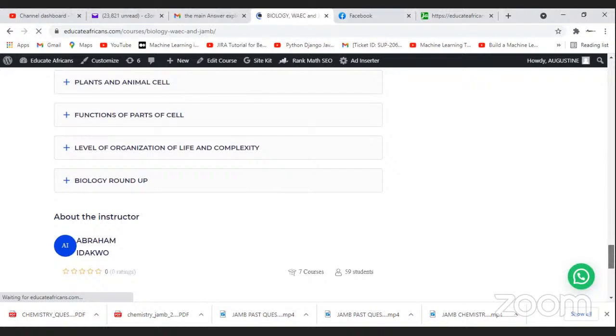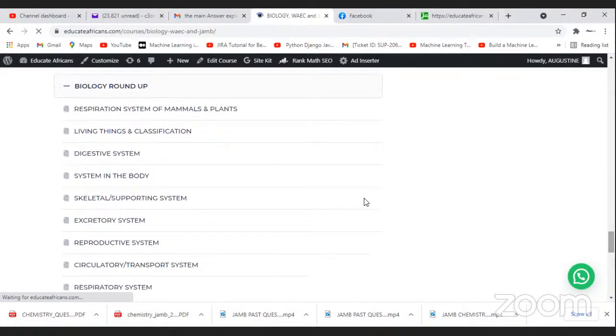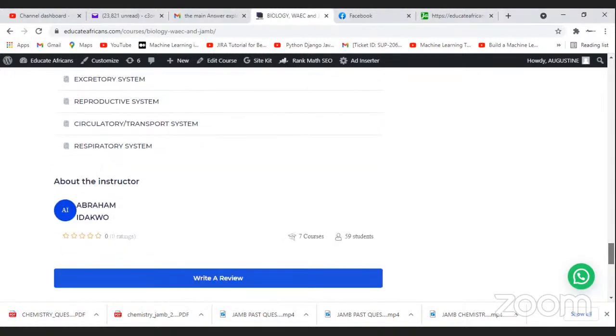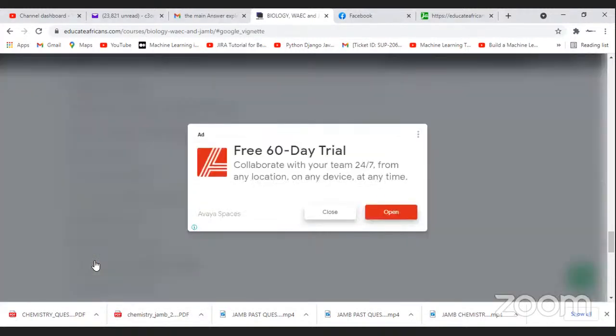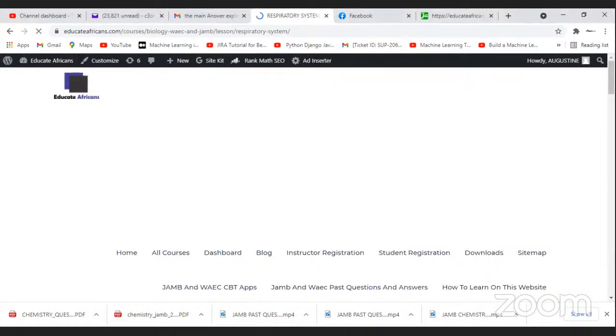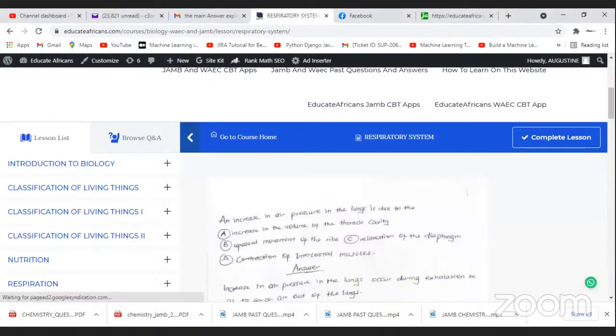So we're going to be looking at, actually, this is what we're supposed to cover today. Under this biology roundup, we're supposed to be able to know all this. So let's start from this last one, respiratory system, and look at likely questions that you can have from the respiratory system. Okay.